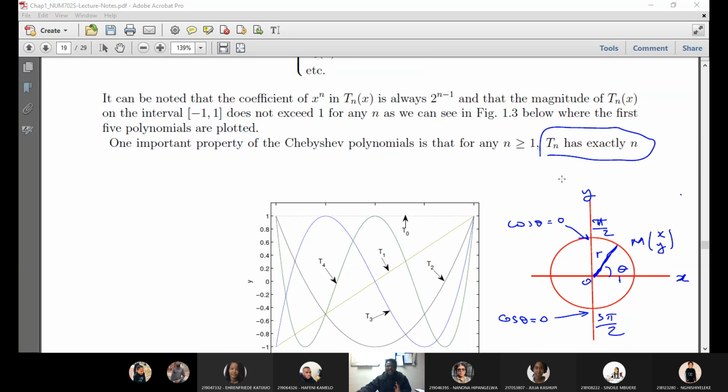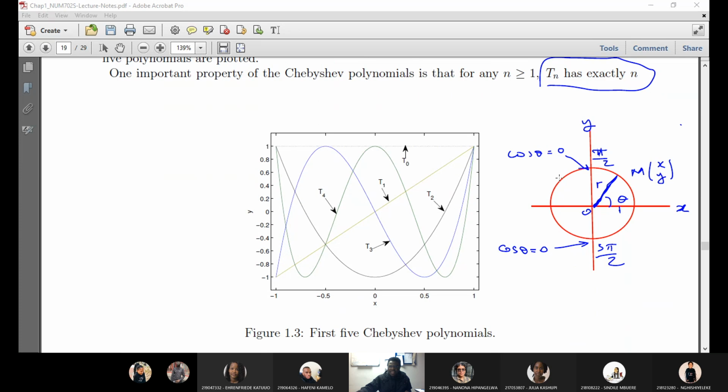We know that the degree of Tn is n. But the other information we are getting from this is that, even though the degree is n, there are exactly n roots for each one. So there are no double roots, exactly n distinct roots. We are going to prove it. And for this, of course, you need your knowledge of trigonometry. You can see that what you learn in trigonometry is applicable here.